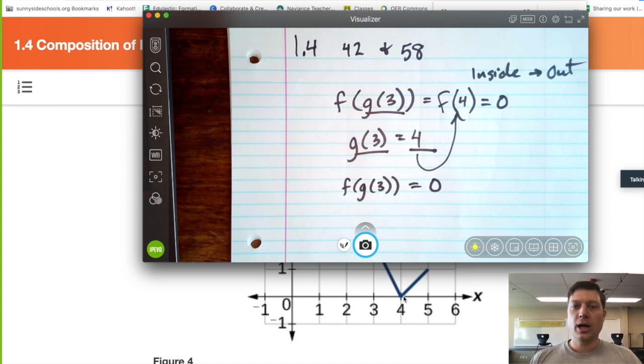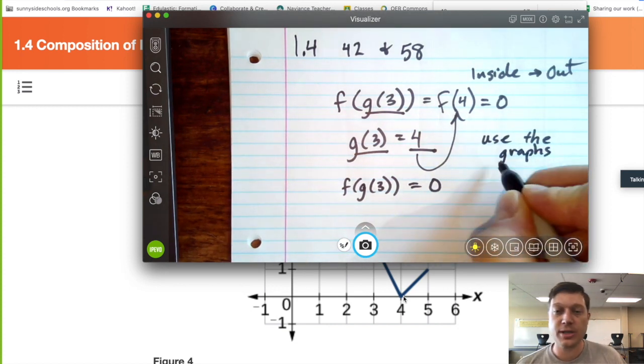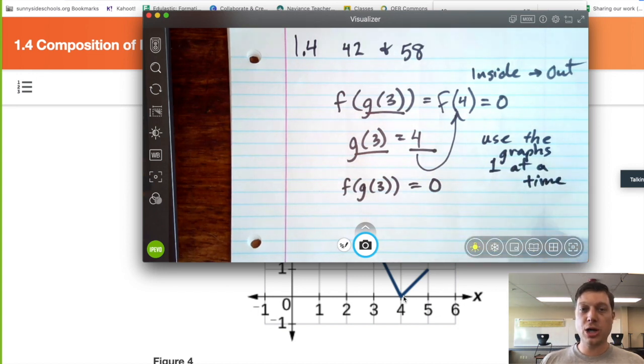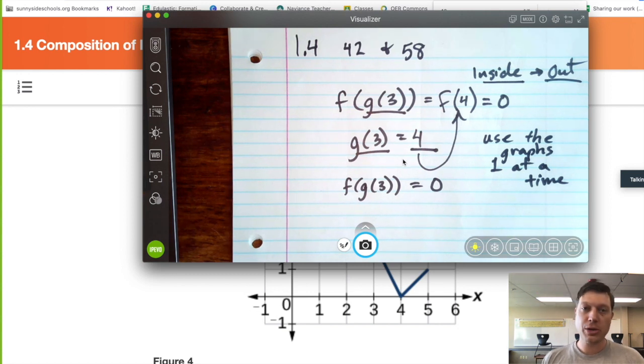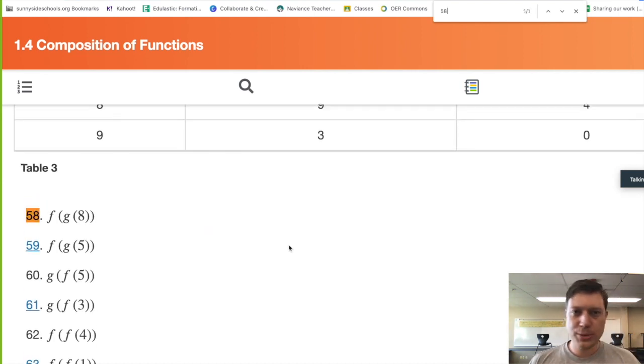Next up for us to do, reminder that you're going to use the graphs one at a time. So you're going to start with the inside-most graph, the one that is embedded inside, or nested, is a math word for us, nested inside the other function. Number 58 is a table, and tables and graphs are related ideas. You can graph a table and you can table a graph.